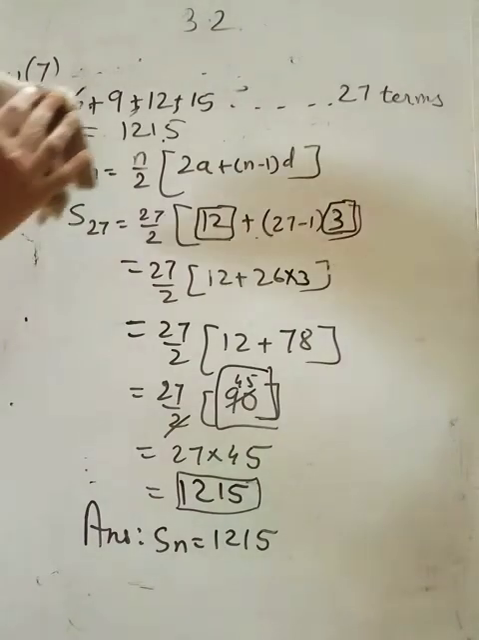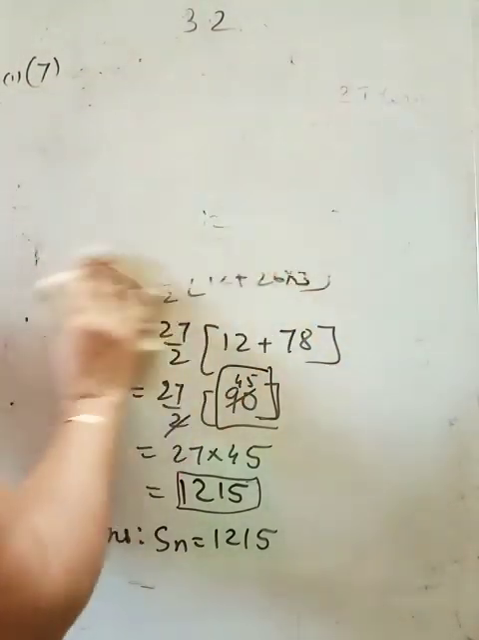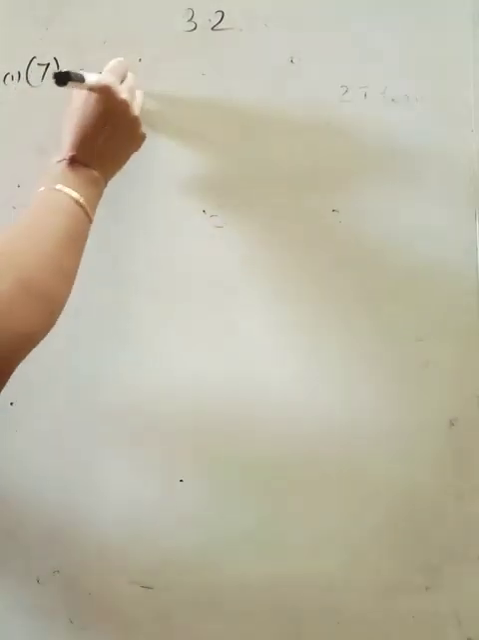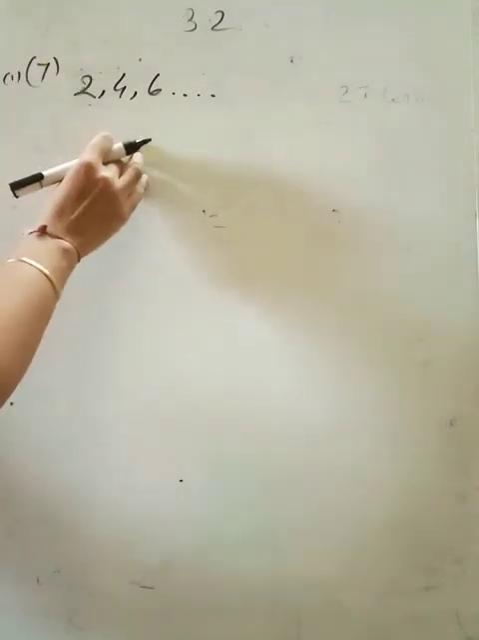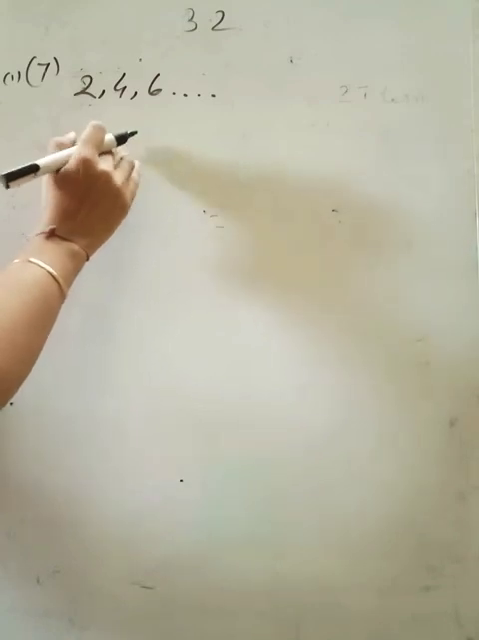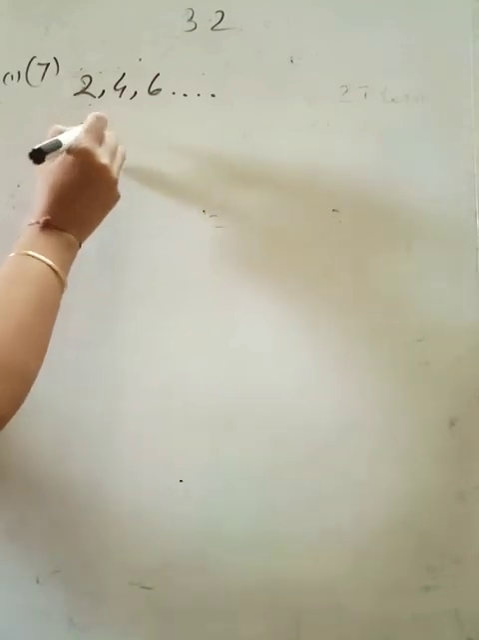Let us do the second sum. Find the sum of the first 123 even natural numbers. Now the word says even natural numbers. So when the word even comes, what does it indicate? What will be the first number? 2, then 4, then 6, like that. How many terms? Sum of the first 123 even natural numbers. 123, so we have to go up to T123, right?